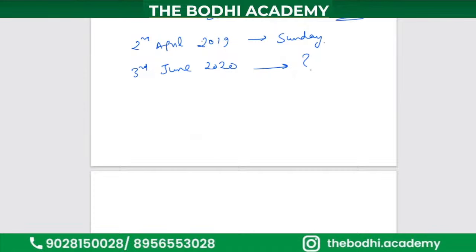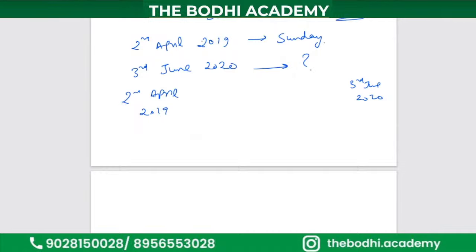So, how to go ahead? We have 2nd April 2019 and we have 3rd June 2020. How to go ahead? Will you count from April 2019 till June 2020? That is April, May, June, July, August, September, October, November, December of 2019, and then January, February, March, April, May, June of 2020. Don't you think this will consume your time?